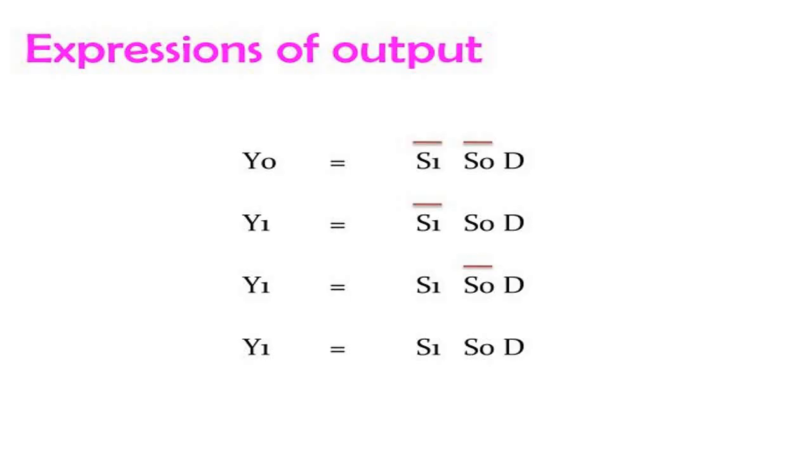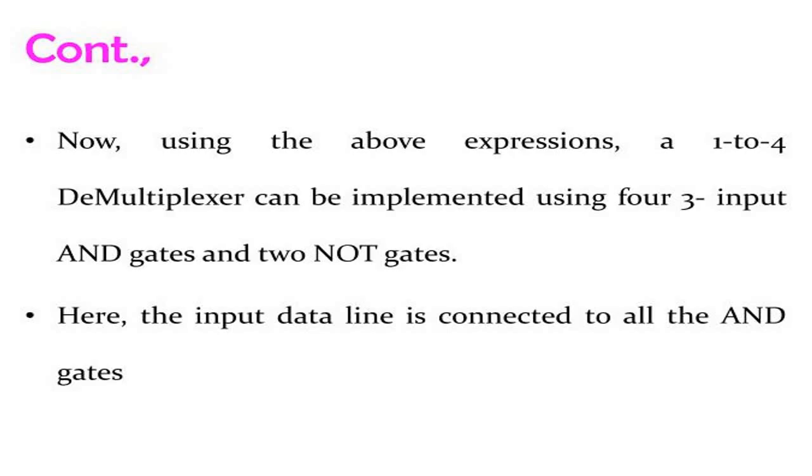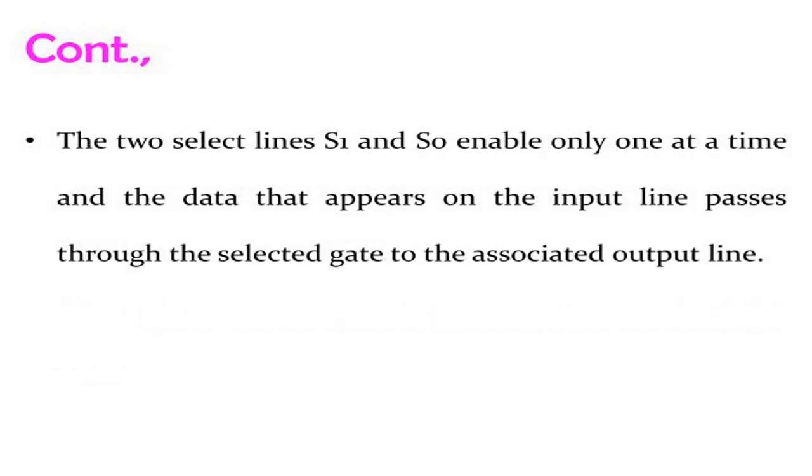So this is the expression of the output. Y0 equals S1 dash, S0 dash, D. Y1 equals S1 dash, S0, D. Y2 equals S1, S0 dash, D. Y3 equals S1, S0, D. Using the above expressions, a 1 to 4 demultiplexer can be implemented using 4 three-input AND gates and 2 NOT gates. Here the input data line is connected to all the AND gates. The 2 select lines S1 and S0 enable only one gate at a time, and the data on the input line passes through the selected gate to the associated output line.